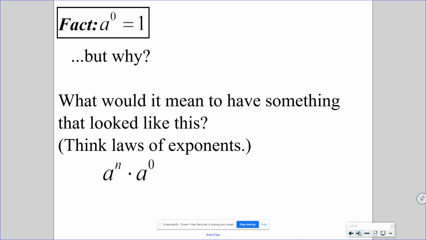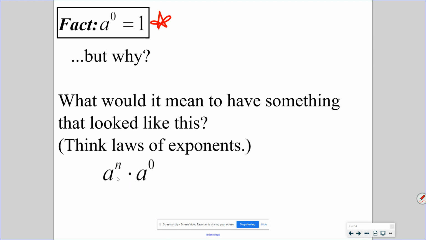So the rule that I have stated up here says that a to the 0 power equals 1. That means literally anything here raised to the 0 power will always equal 1. So that is a fact or a rule, and the question is, why is that the case?